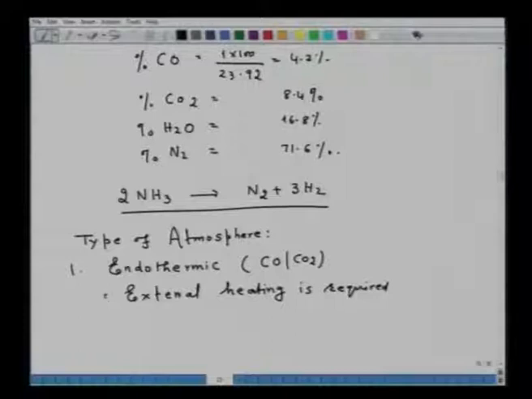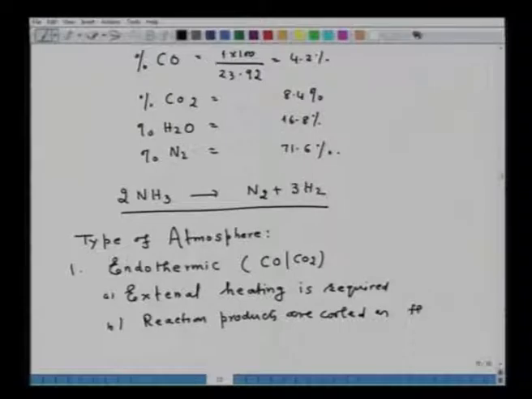Second important thing is that the reaction products are cooled as they leave the retort. Now, why is it so? Because CO decomposes back to CO2 plus C at lower temperature. Therefore, abrupt cooling of the products of combustion is required in order to retain the amount of CO in the atmosphere. So, I will try to sketch a typical diagram.